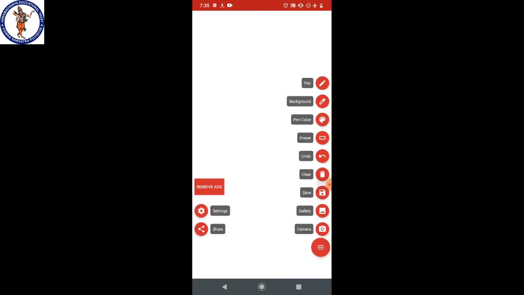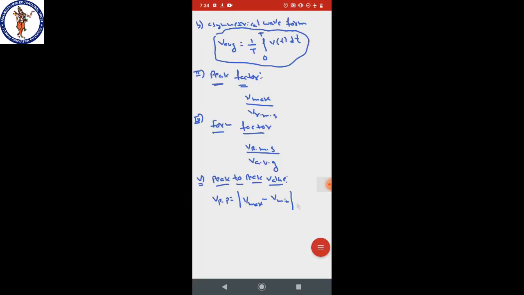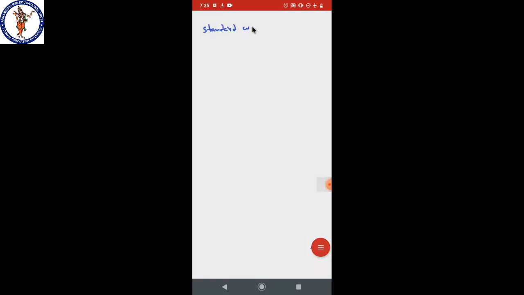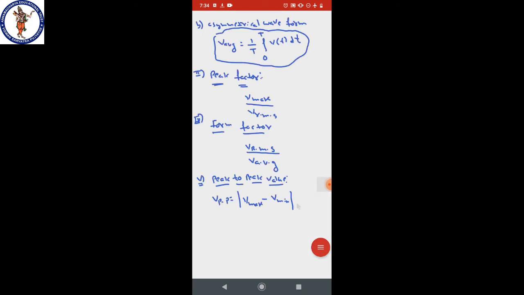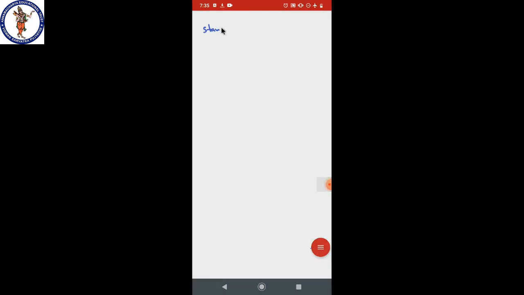AC analog meters will read the RMS value, and DC analog meters will read average values. For example, the AC meters will be MI type instruments, and DC type will be PMMC type instrumentation.